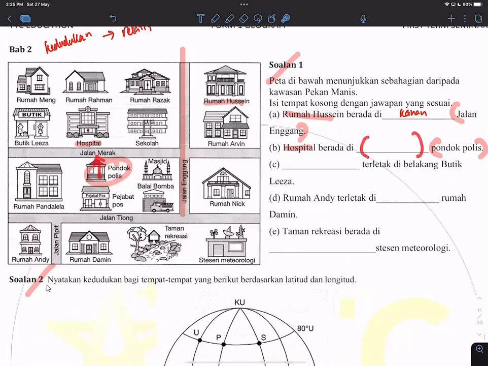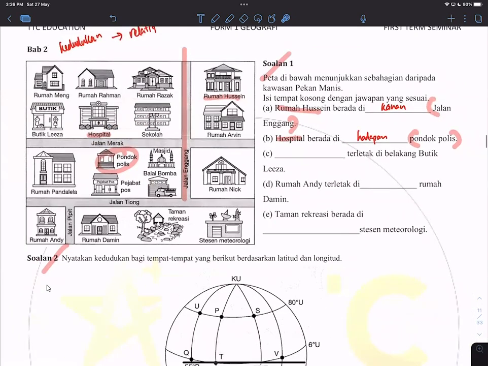Pondok Police and hospital are facing towards each other because this is the main road, Jalan Merak. They are facing each other, which means this is hadapan for each other. A lot of students get confused, thinking the hospital terletak di belakang Pondok Police because we are looking towards the Pondok Police. They assume this is hadapan and this is belakang, which means you assume wrongly. They are facing each other. Look at the Jalan Merak. This is what we call answering techniques.